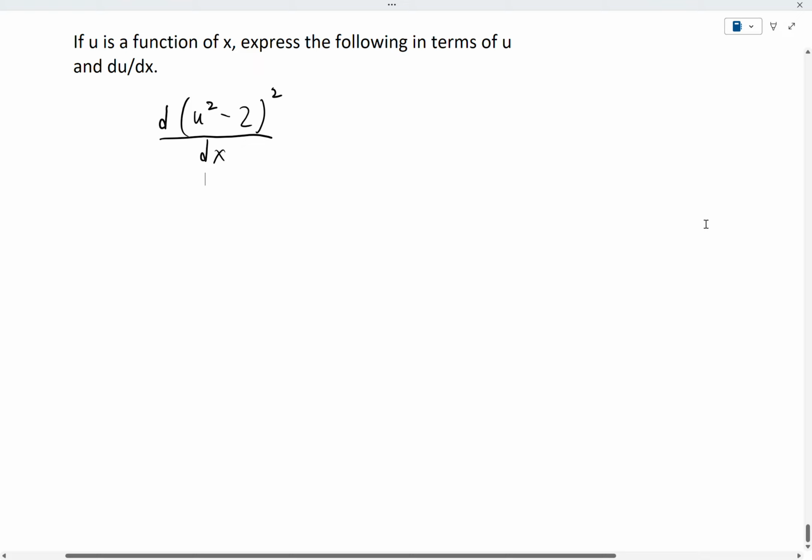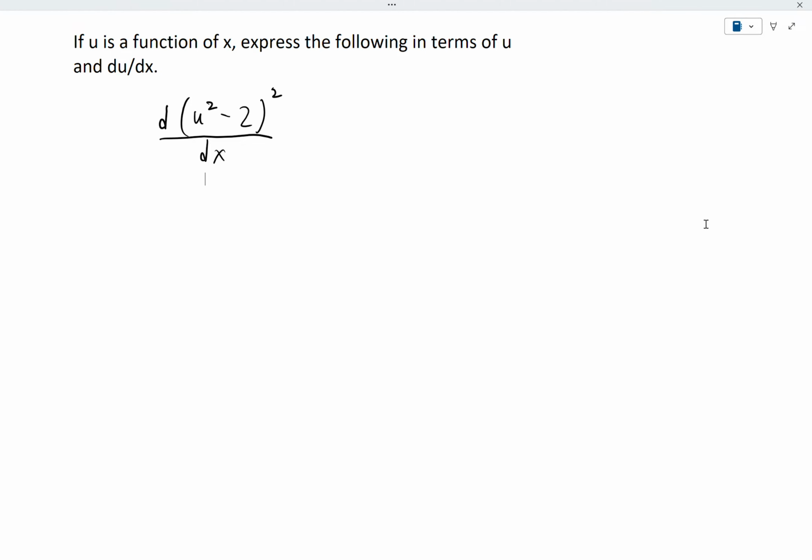In this video, we're going to be doing a problem that tests if we know our derivative rules. So right here, if u is a function of x, express the following in terms of u and du dx. And we're looking at the derivative of some function involving u with respect to some function involving x.